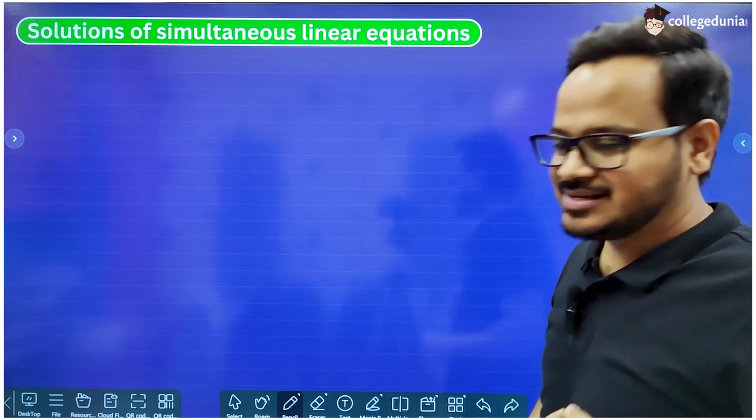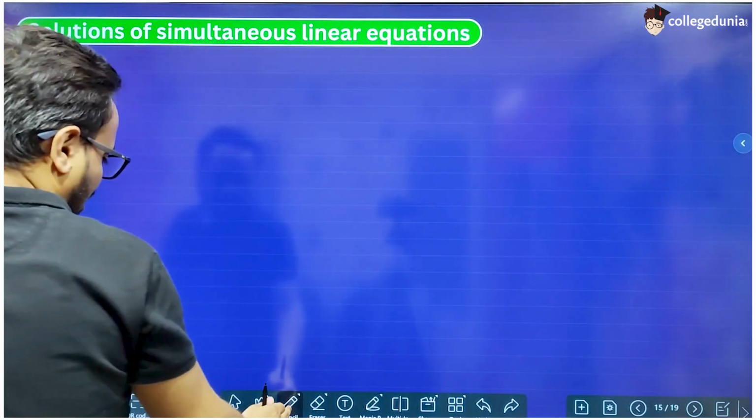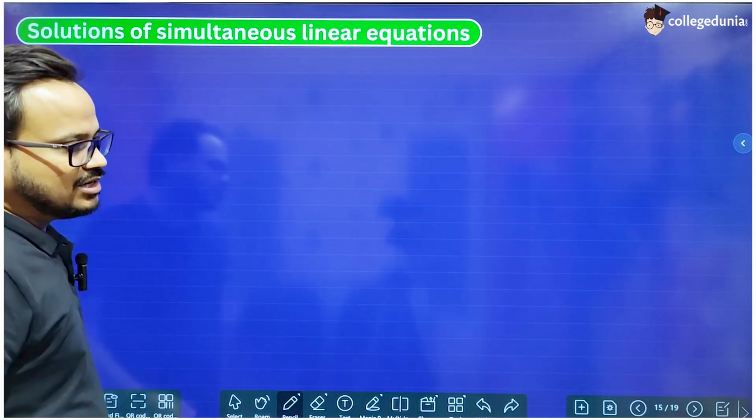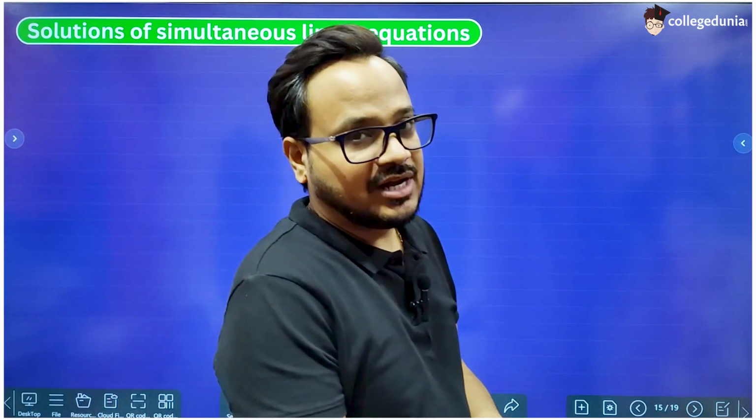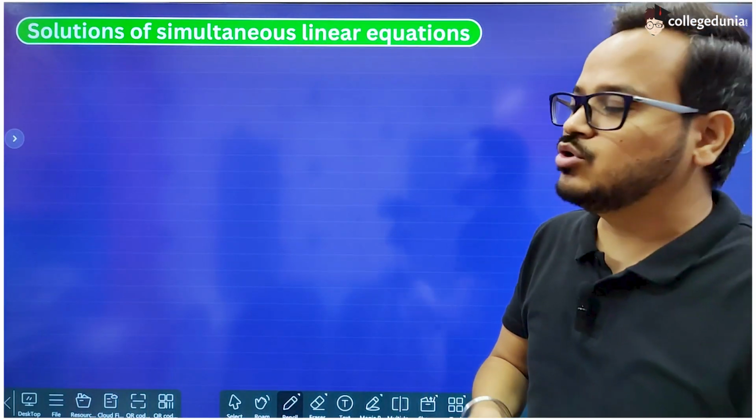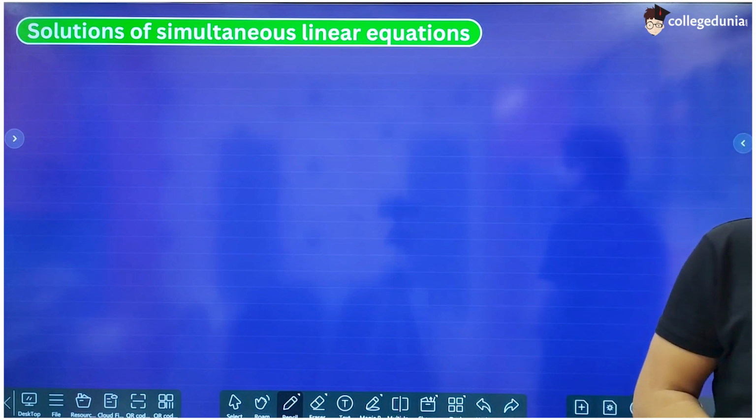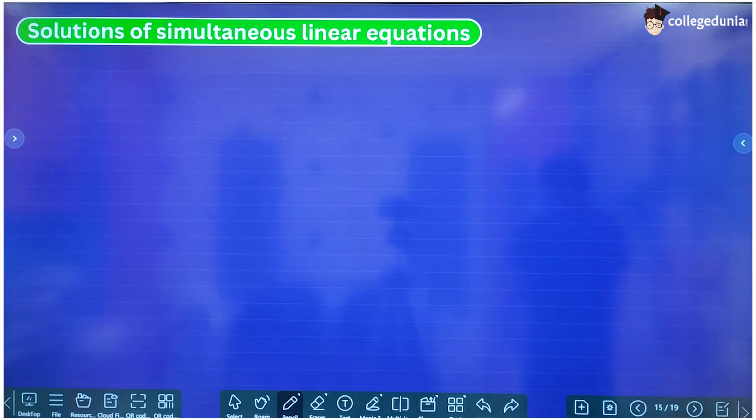Solutions of simultaneous linear equations. Now, one of the most important topics of this chapter is this, and one of the most important applications of determinants is to find the solutions of simultaneous linear equations.